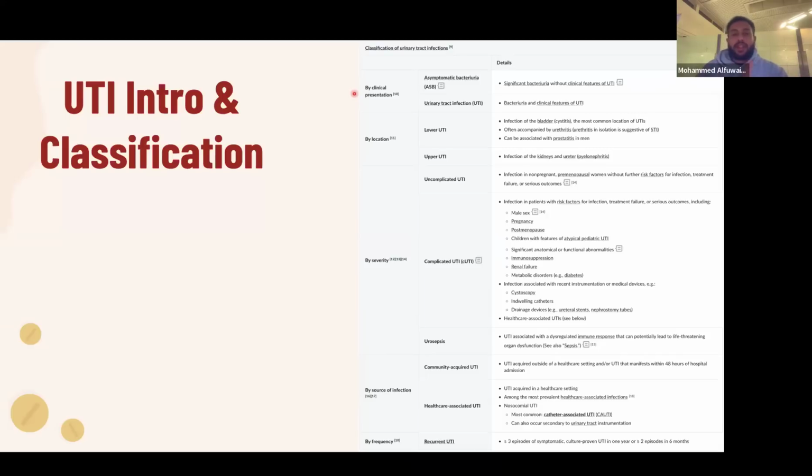Prostatitis. Good. Okay. And if it's in the urethra, you call it urethritis. This is by location. Upper urinary tract infection is worse than lower. Just take it as that. Now, then we have by clinical presentation.